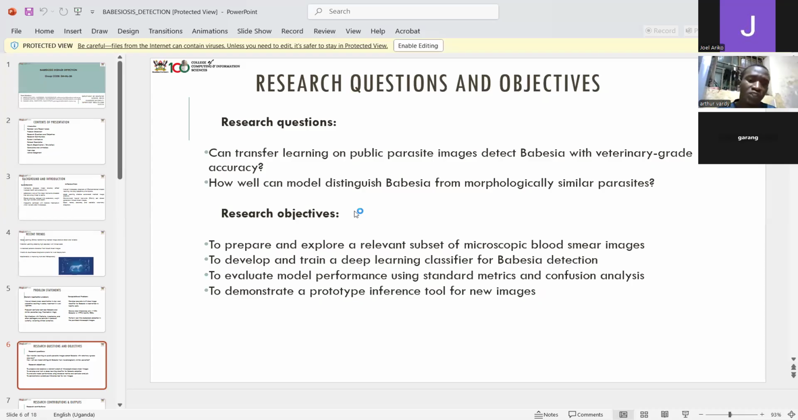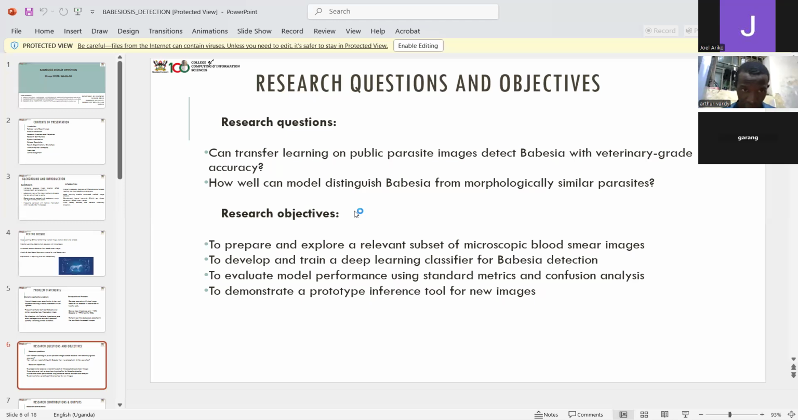So our research objective for this case in our project was to prepare and explore a relevant subset of microscopic blood smear images. Under this case, we managed to get some data sets from some websites, which will help us get these images so that we can train our model to be accurate, perfect, and efficient. Then to develop and train a deep learning classifier for babesia detection, and also to evaluate the model performance using standard metrics and confusion analysis, and then to demonstrate a prototype inference tool for the new images.